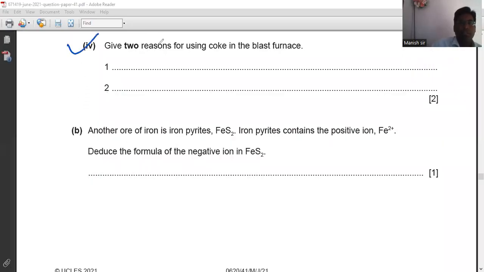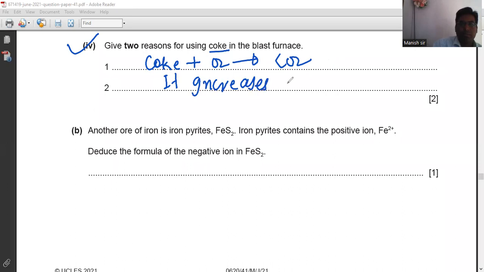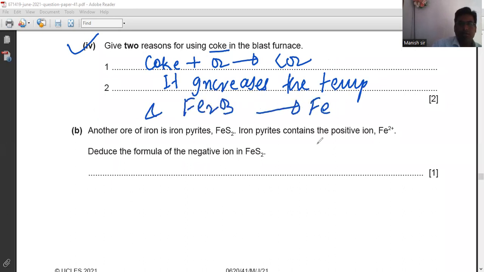The next question is give two reasons for using coke in the blast furnace, right? So coke reacts with O2 to form CO2, and it increases the temperature also. It increases the temperature and converts iron oxide into iron also, right? So these are the two main uses of coke. So write about it.